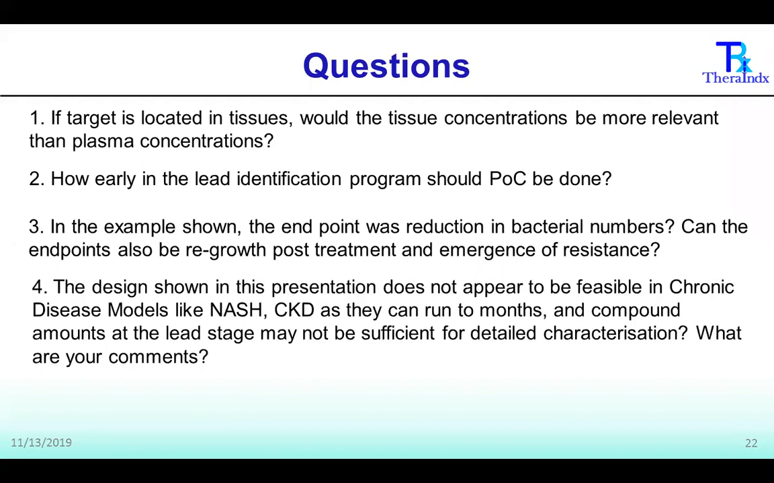The fourth question was, the design shown in this presentation does not appear to be feasible in chronic disease models like NASH or CKD, as they can run to months. And compound amounts at this late stage may not be sufficient for detailed characterization. What are your comments? Yes, I agree that it may not look feasible for such chronic models.